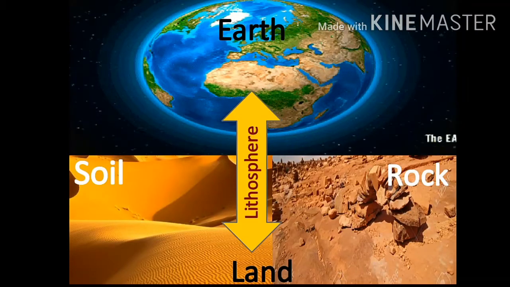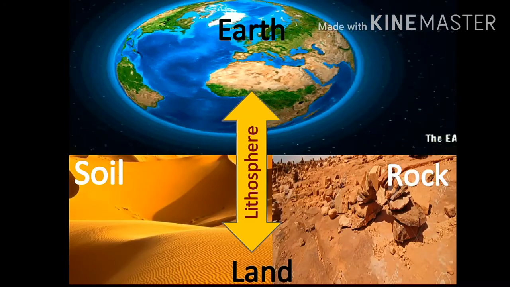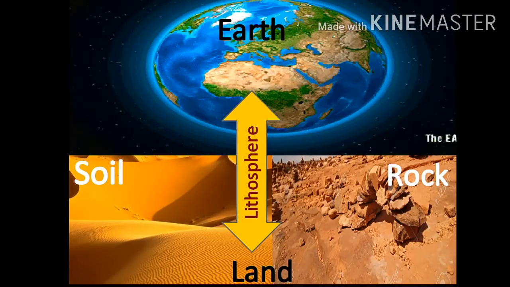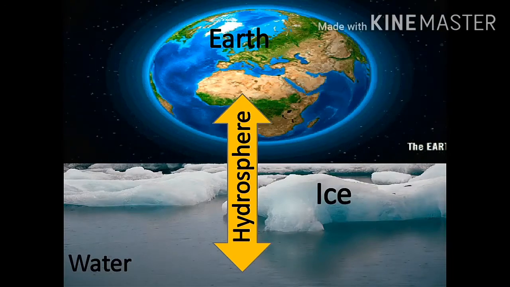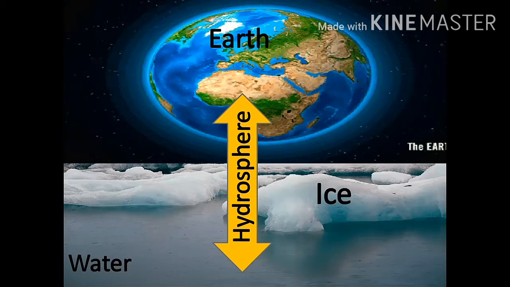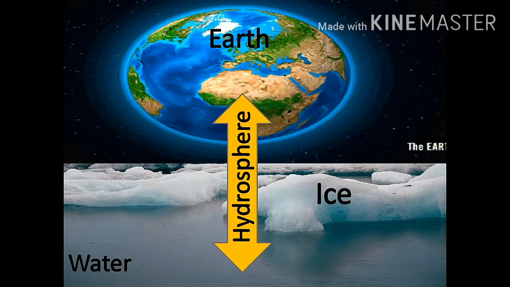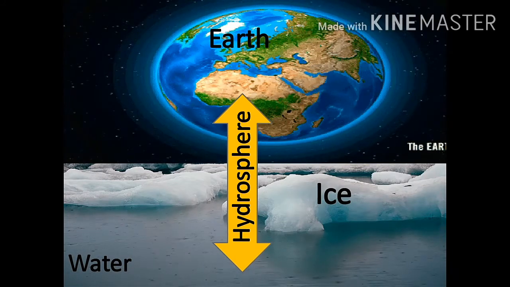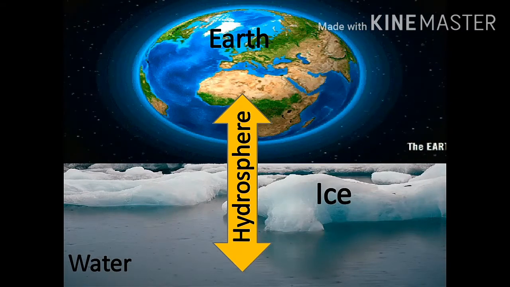Now let's see the lithosphere. What is lithosphere? Lithosphere means land on earth, and it is composed of soil and rock. Next, hydrosphere. What is hydrosphere? Hydrosphere means water on earth, and it is composed of water and ice.